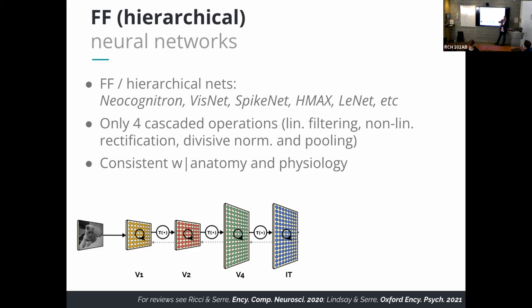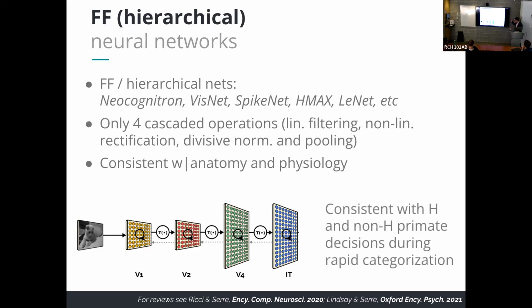And if you approximate those 4 operations and stack them into layers, one on top of each other, we and others have shown that it's possible to account for a fair amount of the existing anatomical and physiological data. And most importantly, going back to my original rapid categorization task, we have shown that if we look at the pattern of correct and incorrect responses for both monkeys and humans, by simulating those models, we were able to account for a big chunk of the explainable variance in the data.